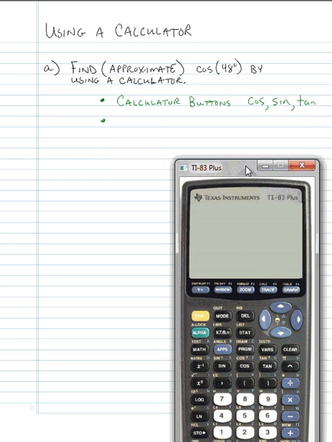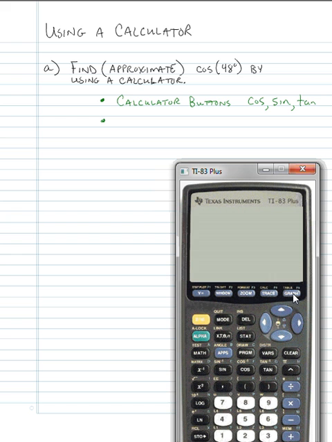Remember, we can find the sine or cosine of an angle that's either given in degrees or radians. And since we see here that we're doing this in degrees, we have to make sure that the mode, that's what it's called, the mode is set to degrees, because that's what we're dealing with.